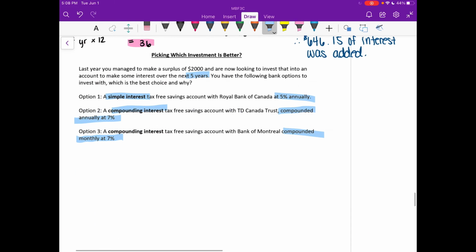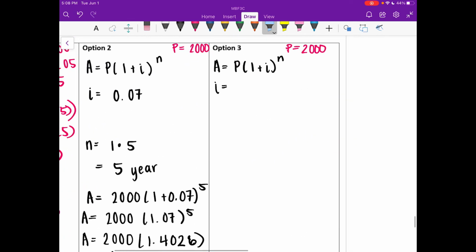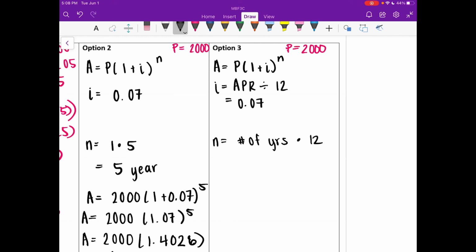So let's go back down. So i is going to be the APR divided by 12, and n is going to be the number of years times 12, right? So let's do APR. Our annual interest rate is 0.07, divided by 12.